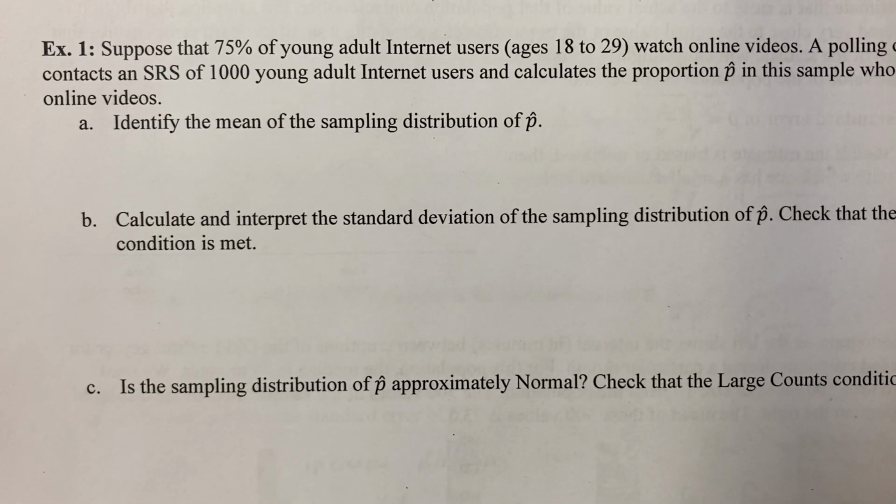All right, example 1. Back to the lesson now. Suppose that 75% of young adults, internet users age 18 to 29, watch online videos. A polling organization contacts an SRS of 1,000 young adult internet users and calculates the proportion p hat in the sample who watch online videos. It says, identify the mean of the sampling distribution.